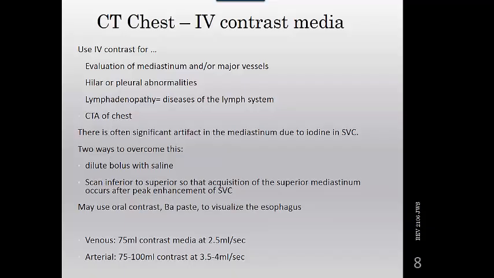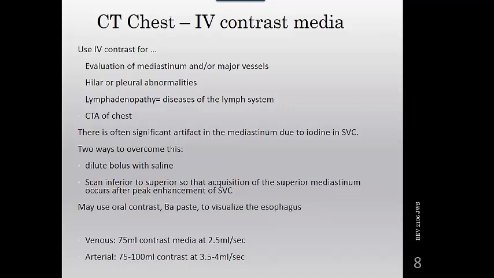The older scanners, we did have to scan from bottom to top, but we only scan the pulmonary artery area, the main vessel, so you probably get away with it these days. Anyway, as I said, you can use an oral barium paste or thin barium to visualize the esophagus as well from CT chest.